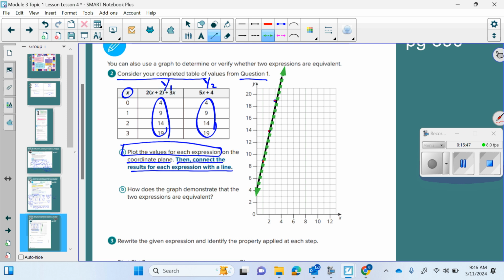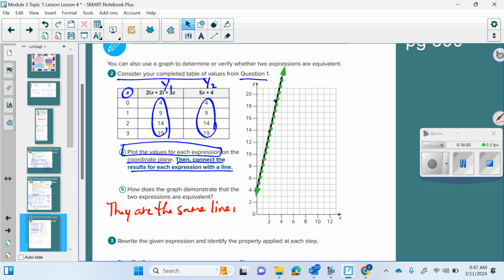So what does that tell you about the two expressions? They are equivalent. So what that tells you is they are the same line. So they are equivalent. But then we just do a whole bunch of exercises. Then we go to origin equivalent.